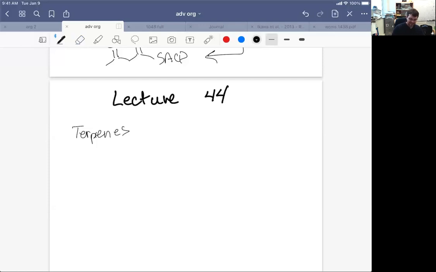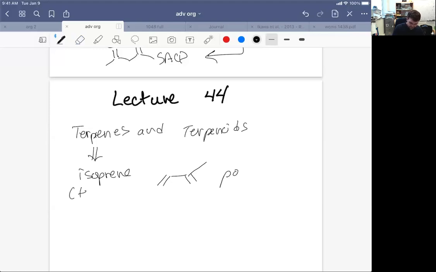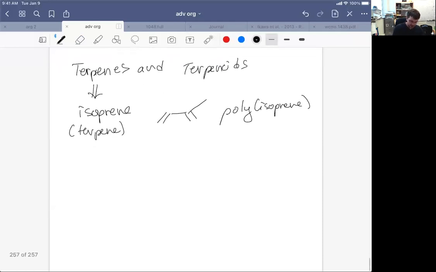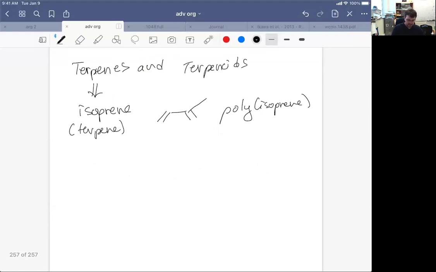Okay, so terpenes and terpenoids. These are made up of isoprene, so polyisoprene or polyterpenes. Okay, so there's isoprene. I think I didn't even use isoprene in the introductory lecture. That's my bad. Okay, so we have terpenes and terpenoids made up of isoprene.